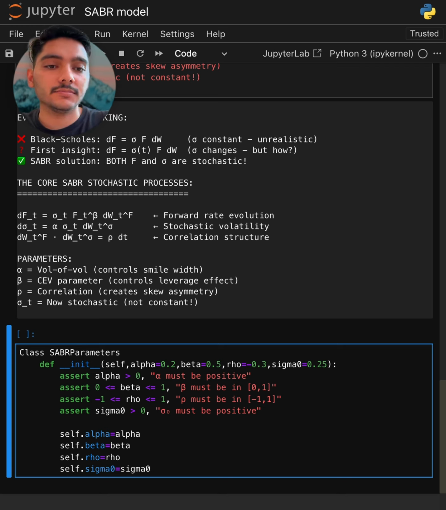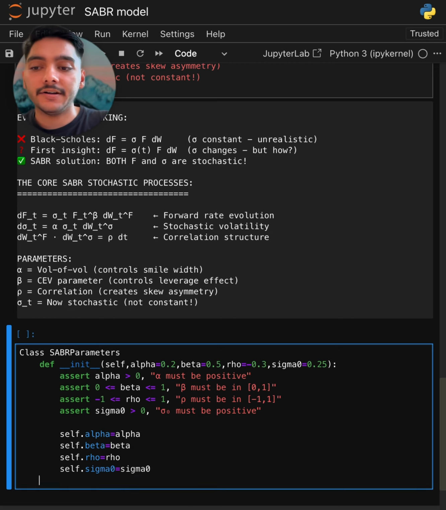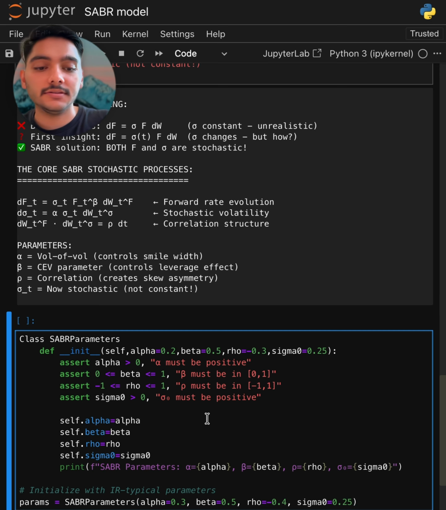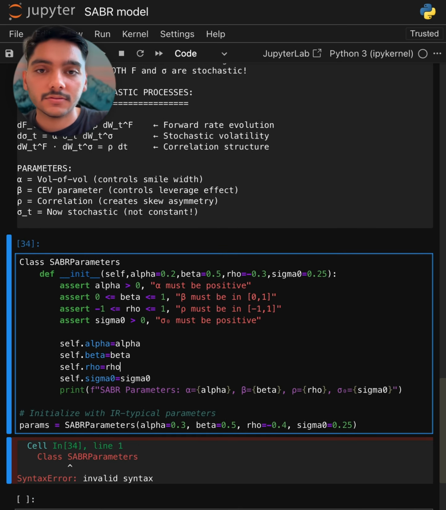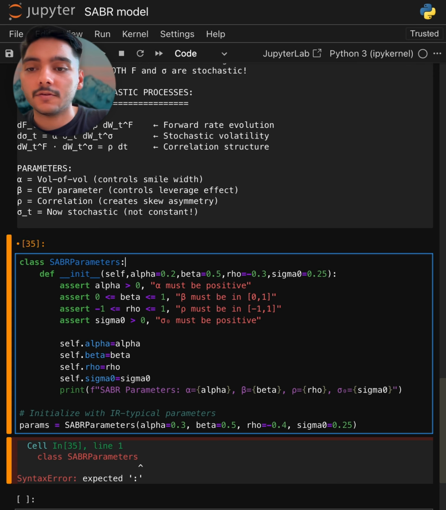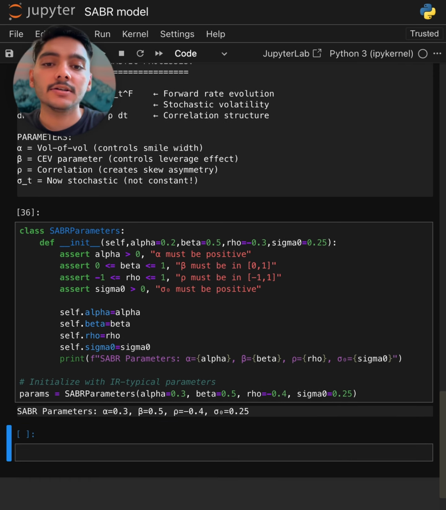So let's print, and we'll initialize the interest rate derivatives parameters. It will be something like this. Here I have made an error. Oh sorry, the error was here. So yeah, I've set the parameters. So let's build the Monte Carlo simulation.